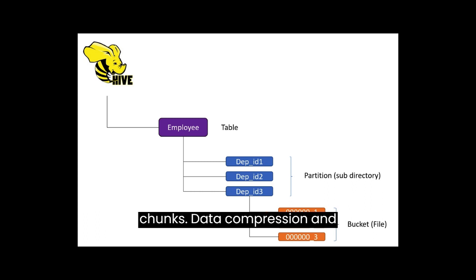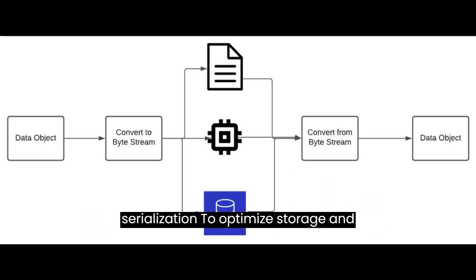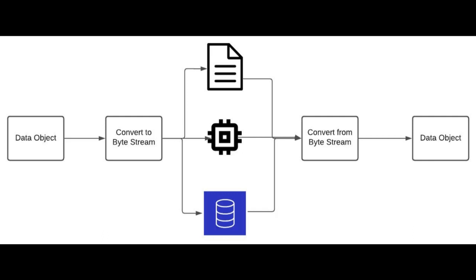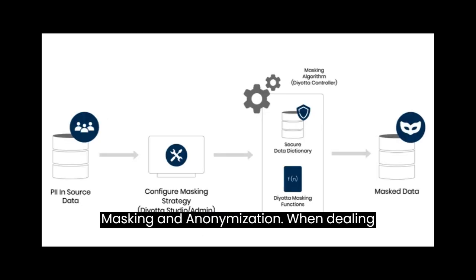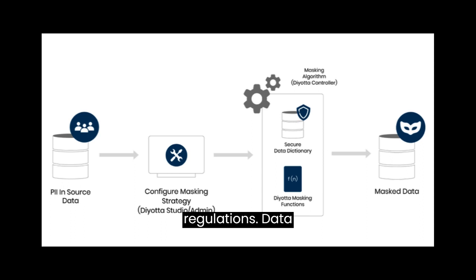Data compression and serialization. To optimize storage and processing efficiency, data can be compressed and serialized into formats like Parquet, ORC, or Avro. These formats are often used in data lakes and data warehouses. Data masking and anonymization. When dealing with sensitive or personally identifiable information, PII, data may need to be masked or anonymized to protect privacy and comply with data protection regulations.